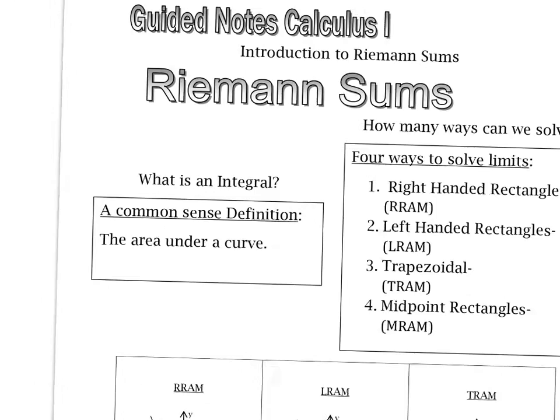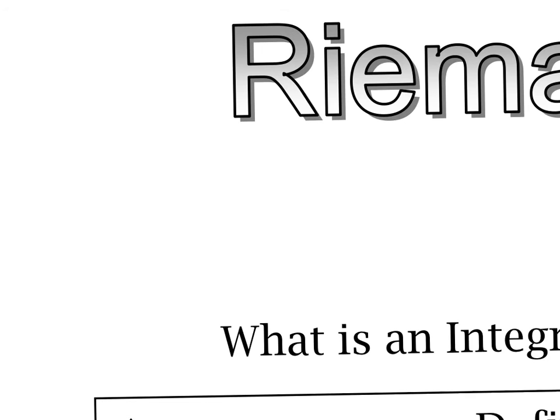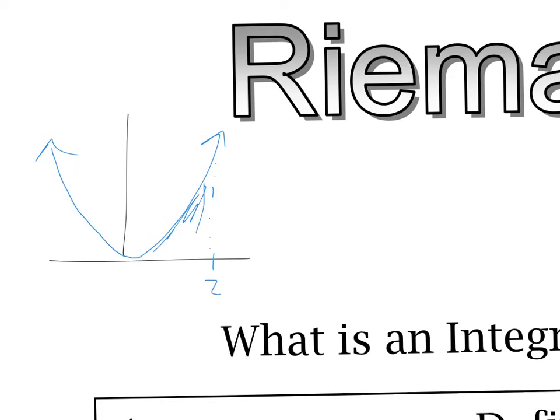So let me give you a quick little example here. We're using x squared, so let's just use the graph of y equals x squared. And let's just say this is 2. Well, there's some area in here. We can estimate that area by putting a bunch of rectangles underneath it.